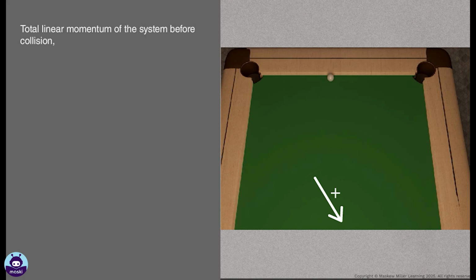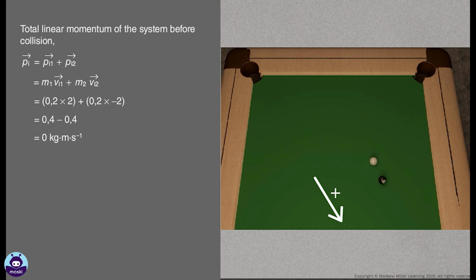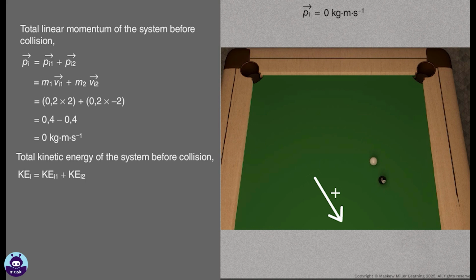Total initial momentum of the system before collision, vector Pi, equals vector Pi1 plus vector Pi2 equals 0 kilogram meters per second. Total initial kinetic energy of the system before collision, KEi, equals KEi1 plus KEi2 equals 0.8 joule.